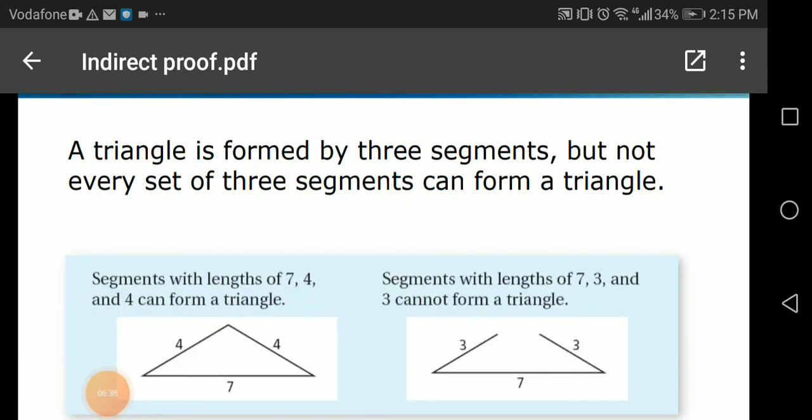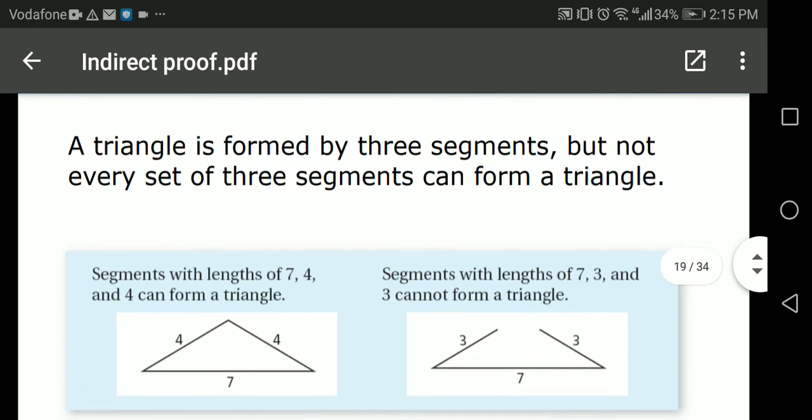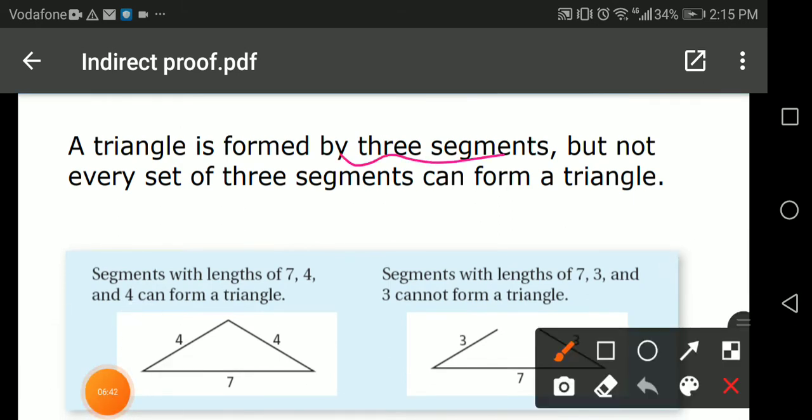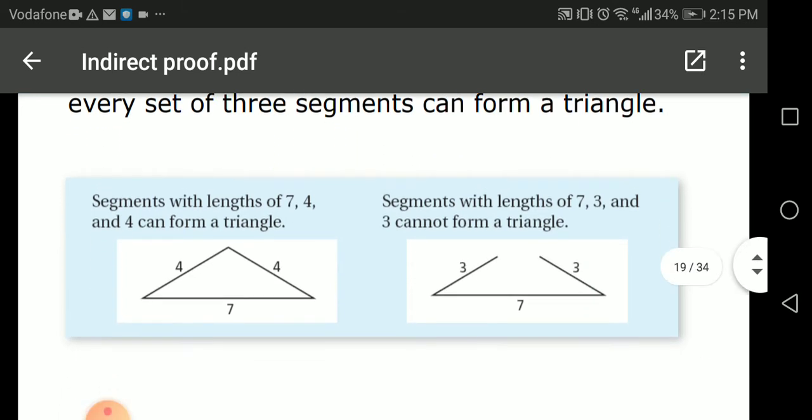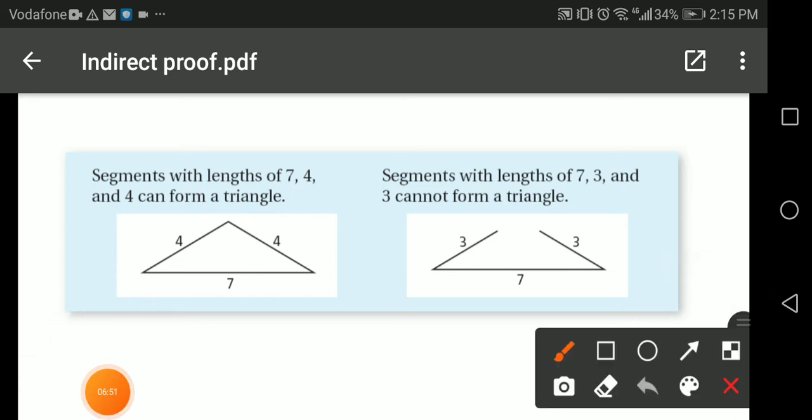Another theorem that we have got here, guys: a triangle is formed by three segments. We all know that, but not every set of three segments can form a triangle. Why? Let's see together. Segments with lengths of 7, 4 and 4 can form a triangle, guys, but segments with lengths of 7, 3 and 3 cannot form a triangle.